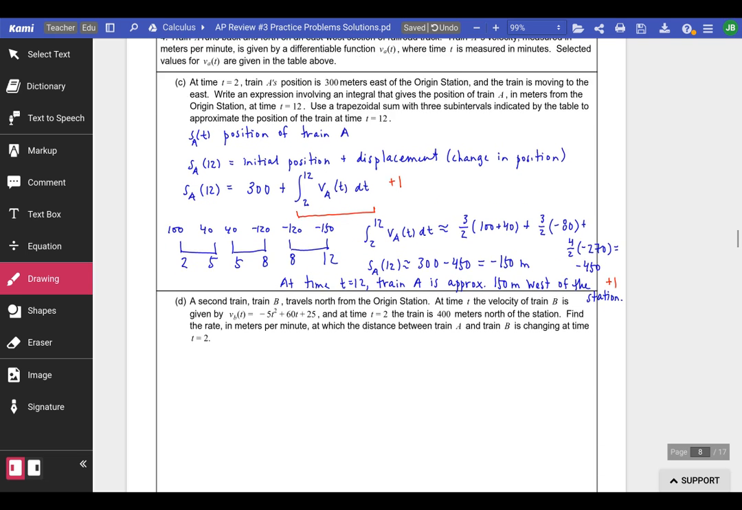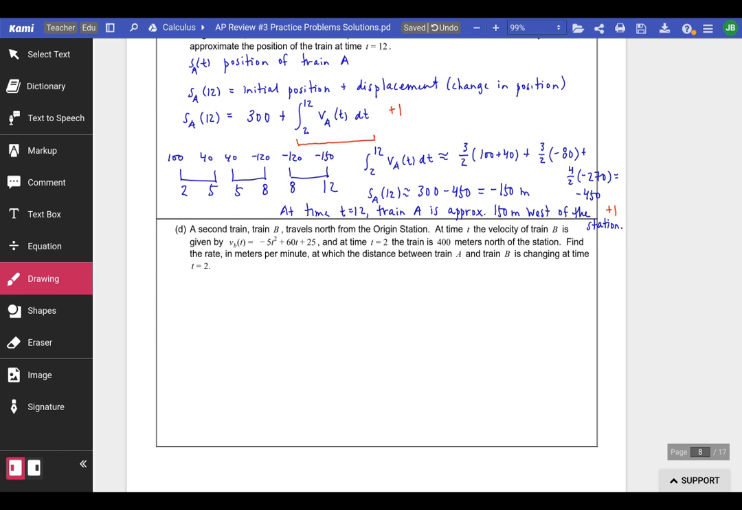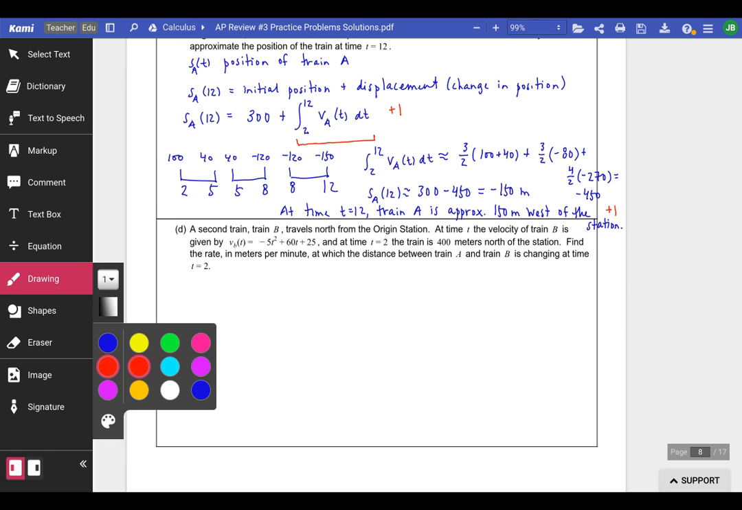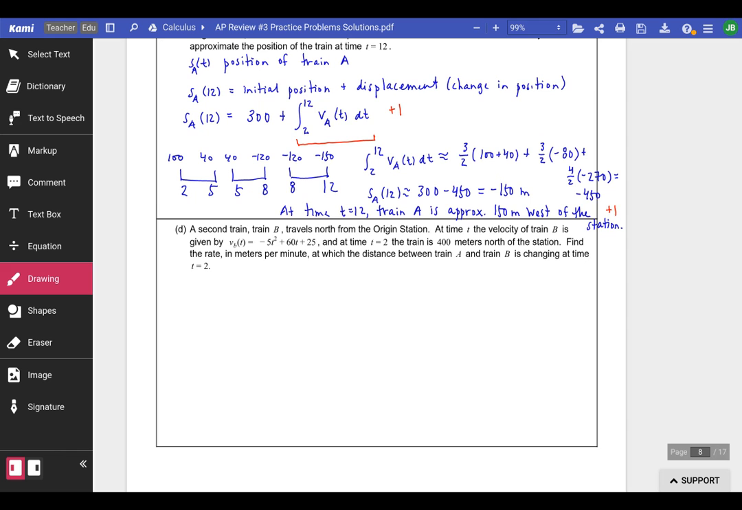All right, last part. It gives us a second train, which is train B, traveling north from the origin station. It gives us the velocity of that train B, a function for the velocity. And then at time t equals 2 tells us where the train is relative to that station. So find the rate in meters per minute at which the distance between train A and train B is changing. All right, so here, again, in terms of keywords, they want the rate at which the distance between the trains is changing at this time.